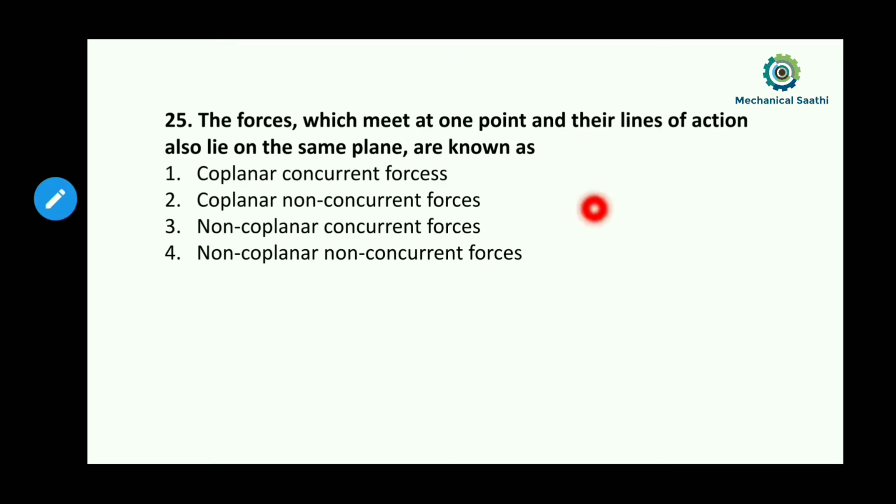Simply, if we see over here, the forces which meet at a single point are known as concurrent forces. So if any number of forces are meeting at a single point, then that type of system is known as concurrent forces. And again, if their lines of action are acting on the same plane, then they are known as coplanar forces. So from this we can say option 1 will be the correct option. So here your answer will be option number 1.